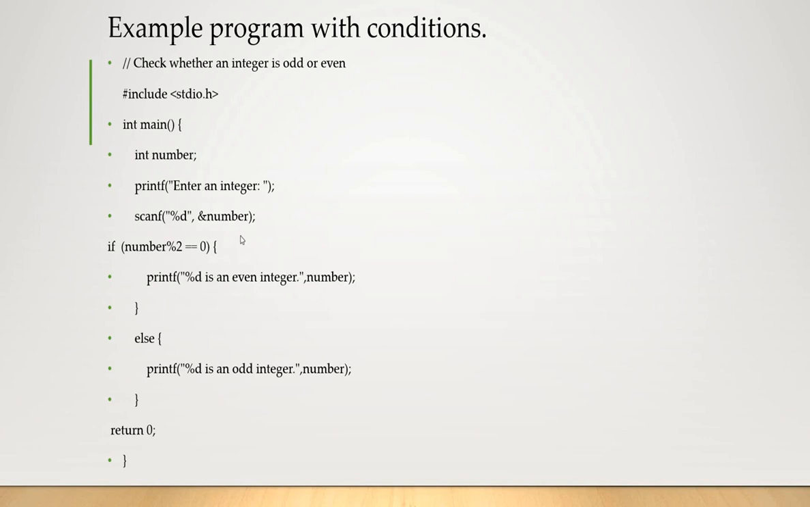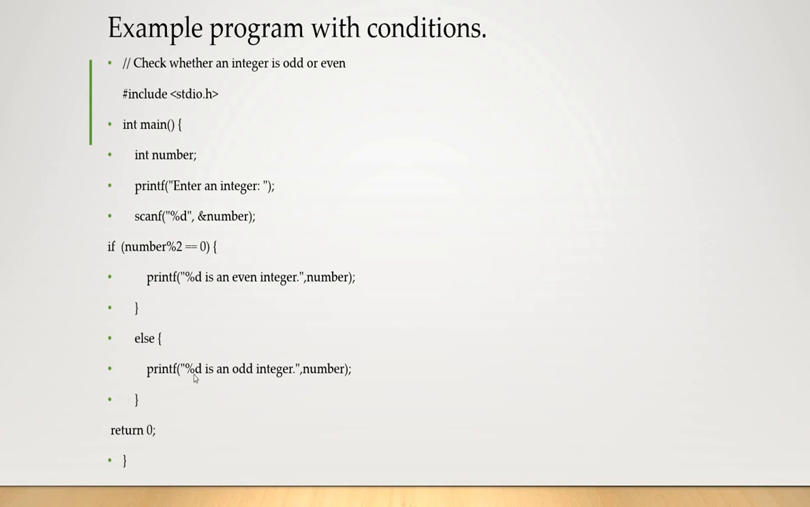So consider another case. Imagine if the user enters a number as 3. So what is 3 percentage 2? What is 3 divided by 2? 3 divided by 2 is 1 and the remainder is 1. So this symbol returns the remainder only. What is the remainder of 3 divided by 2? 1. So 1 is not equal to 0, guys.